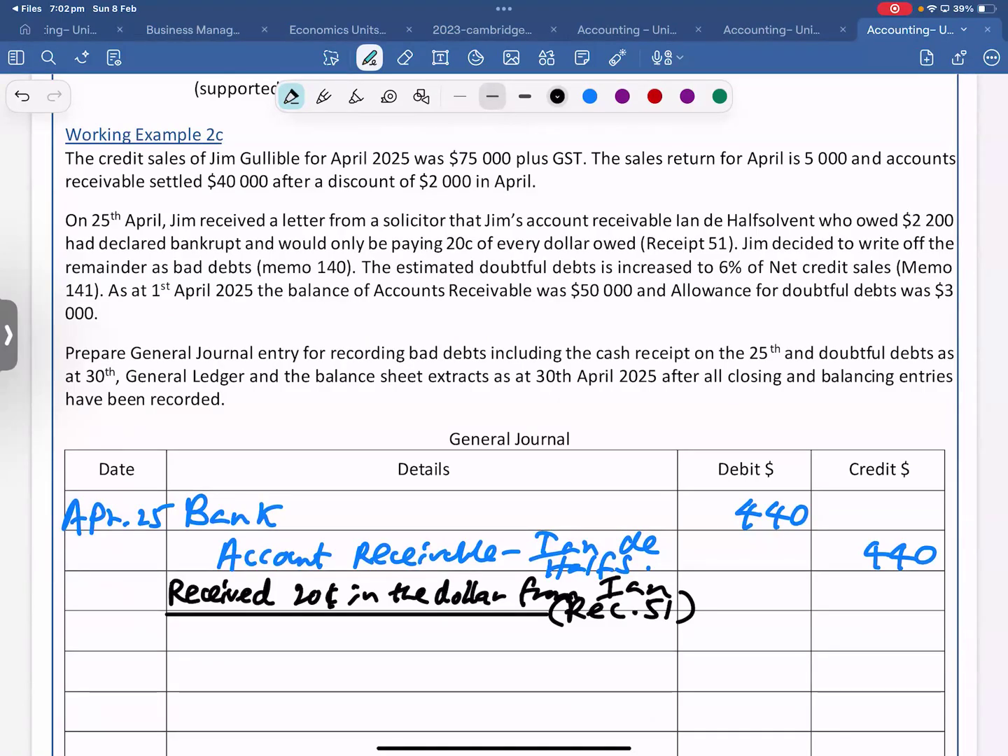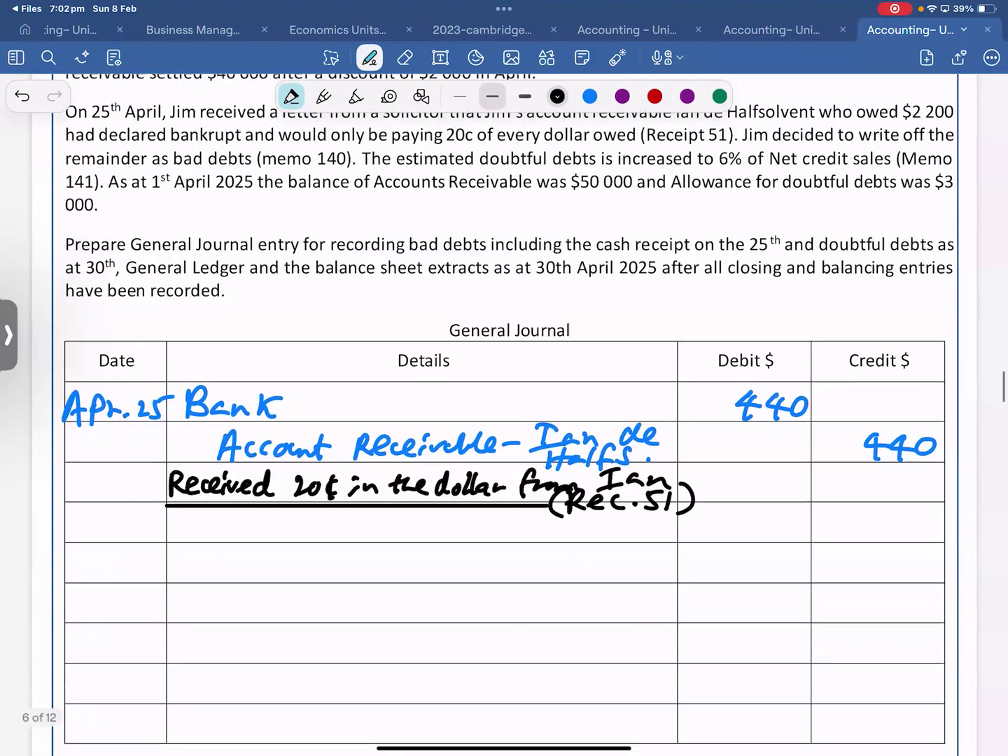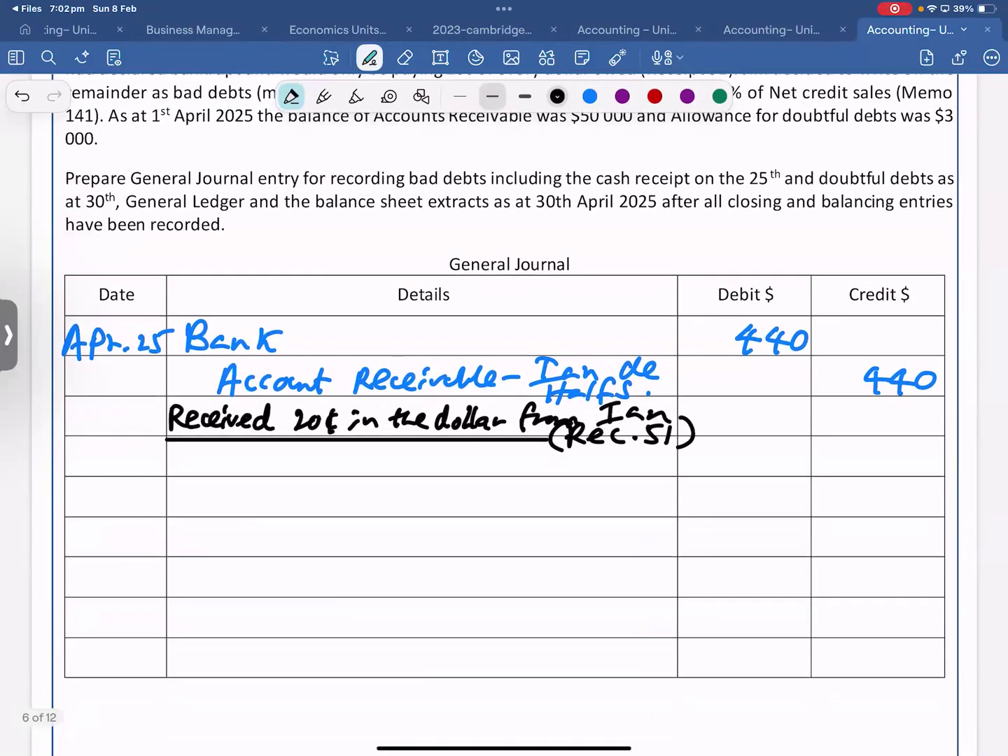Right. Any question with this? No. Then what is happening, guys? Is that all? No. Then what's the remainder? Bad debt, which is 1,760. Yes, 1,760 will be bad debt. Same day? Yes, same day. What's the double entry, guys? April 25th. Do you have April 25th written? Yes, right, because it's a separate source document.